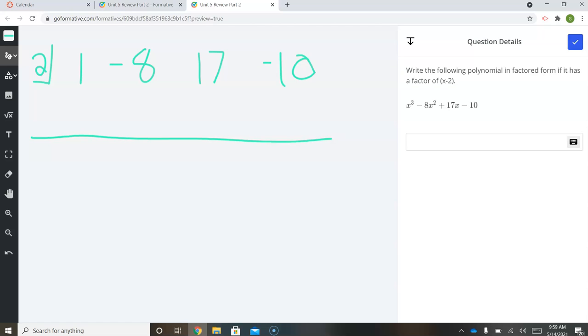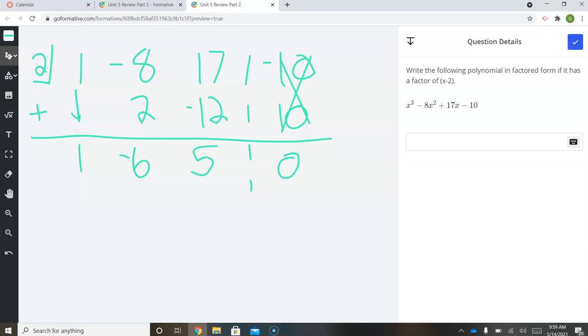This is going to help us just break it down to make it an x squared to see if we could factor this. So I'm going to drop my 1. 1 times 2 is 2. Negative 8 plus 2 is negative 6. 2 times negative 6 is negative 12. 17 plus negative 12 is 5. And then here's my remainder spot. 2 times 5 is 10, so I have a remainder of 0.